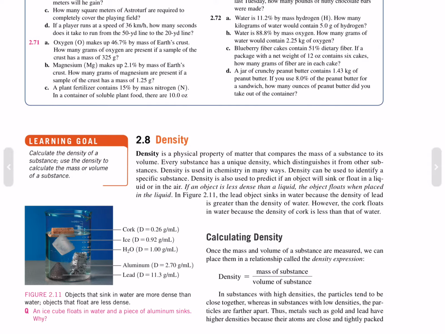In Figure 2.11, the lead object sinks in water because the density of lead is greater than the density of water. However, the cork floats in water because the density of cork is less than that of water.